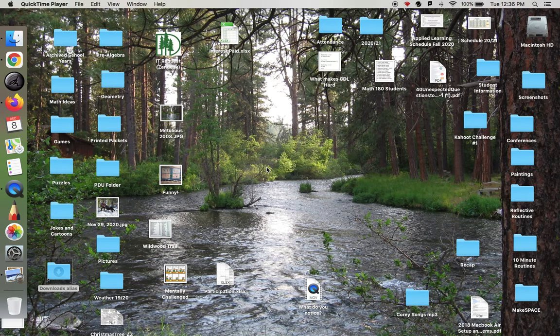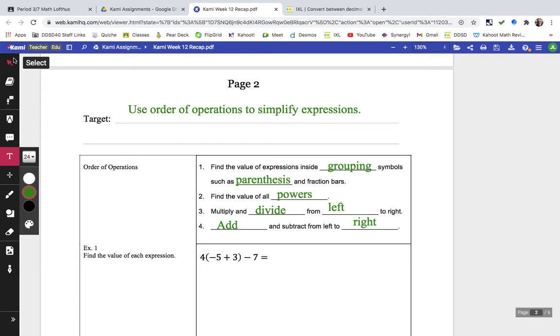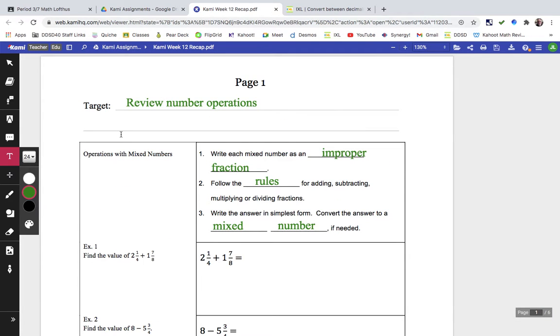This is a recap for Tuesday, December 8th. We worked on CAMI week 12 today.